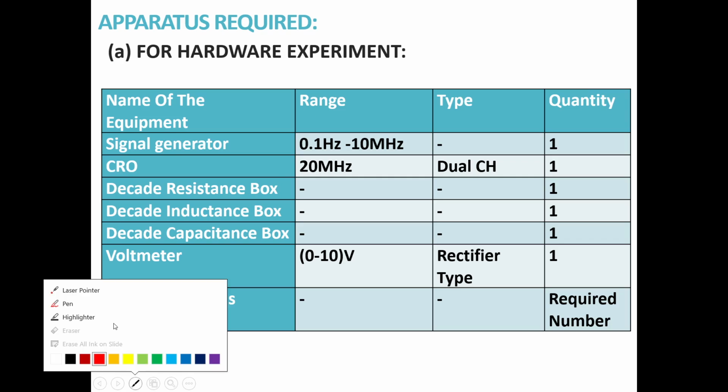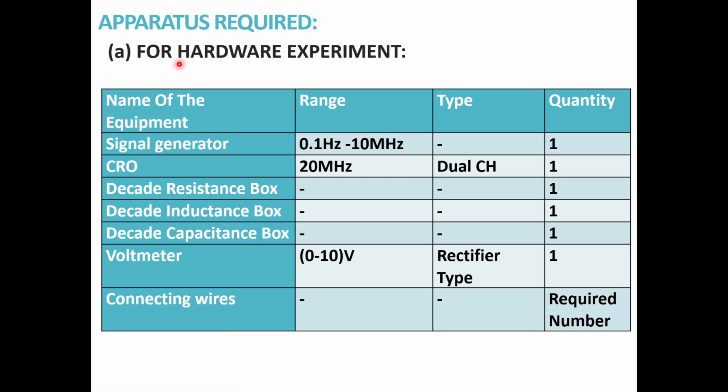Now, the apparatus required to do this experiment. For the hardware experiment, the apparatus required should always be written in a tabular column. The first column should be a serial number. I have not included the serial number here because I wanted to increase the font size of the content which I have written here. So in order to increase the font size, I had to delete the serial number column. So you can add one more column. The first column is the serial number, which is not shown here. The second column is name of the equipment, next range, type and quantity.